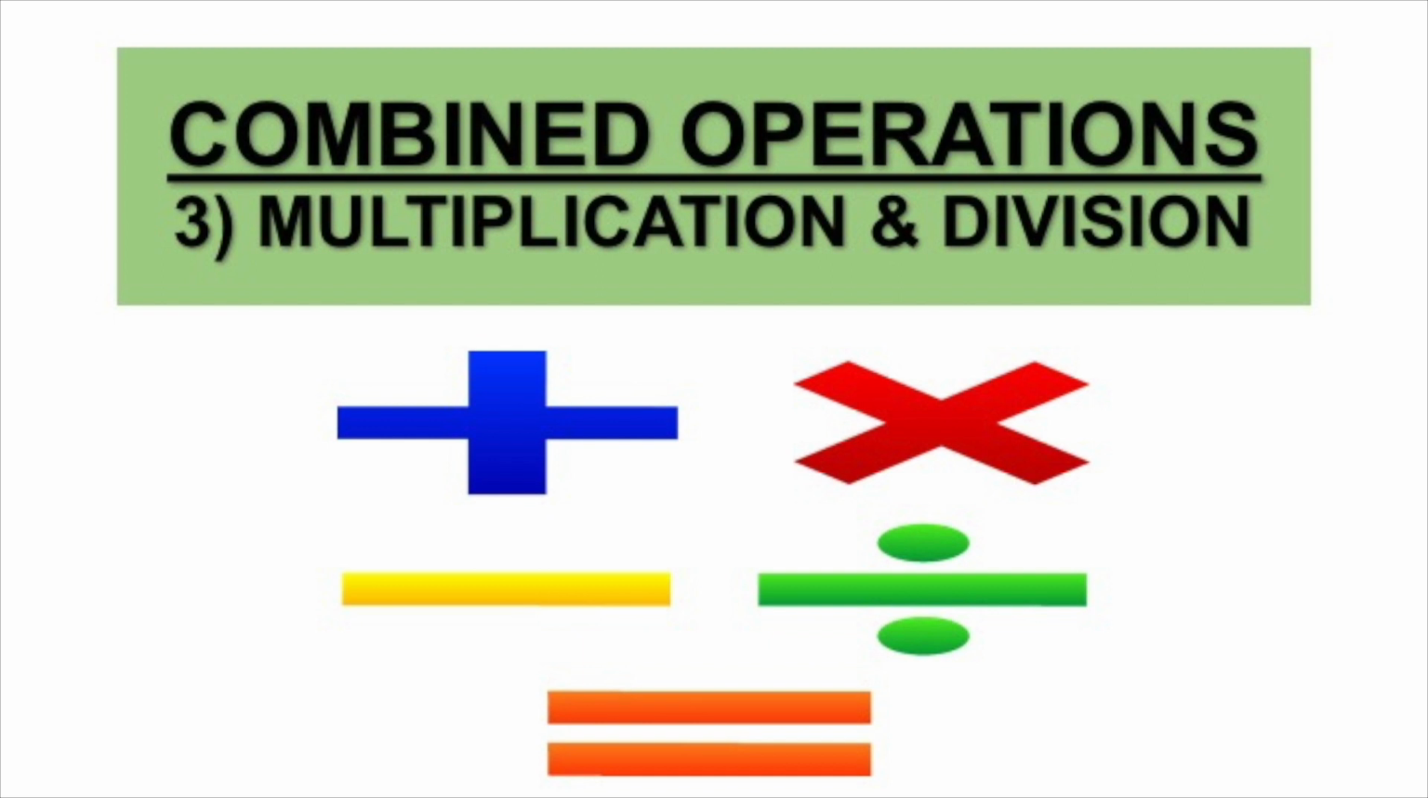So now let's take a look at our PowerPoint presentation, combined operations, multiplication and division. Yes, so on our first slide, guys, what color is the multiplication sign? Multiplication is red. And how about our division sign? Green. Multiplication is the red sign and division is the green sign.